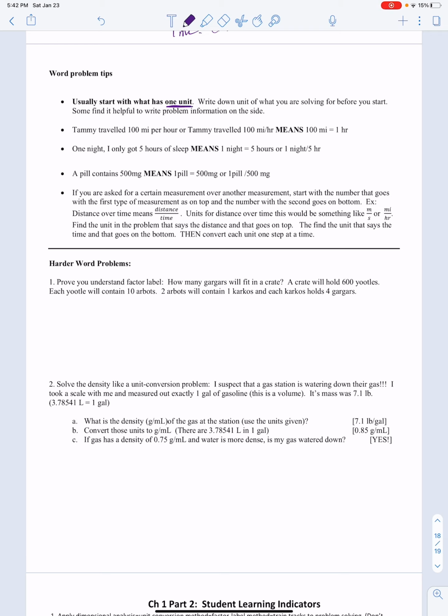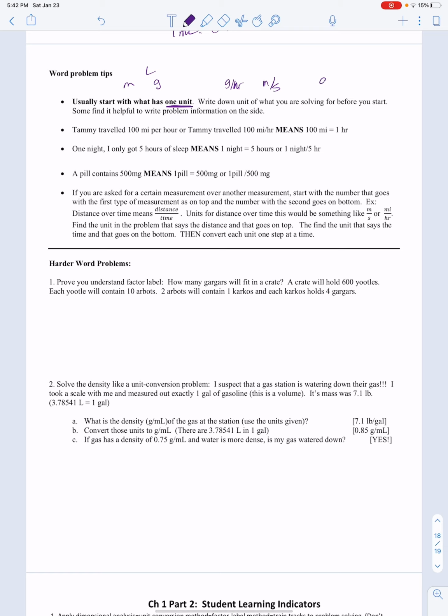So if you get to a problem and it's got all of these pers, like grams per hour and miles per second, those are never things that you start with. You start with something that has just a G, just an L, just an M. That's the number you start with. That's something people have a hard time with, is knowing where to start. Start with a thing that has one unit, not lots of units.